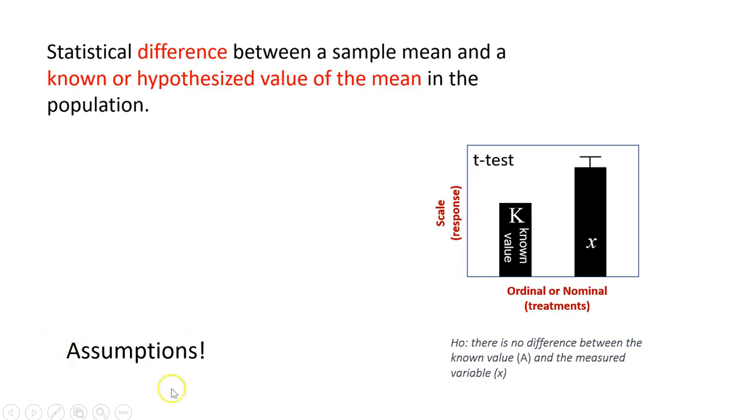So for this, you need to follow the assumptions that I talked about generally in the t-test video. You must always check that the assumptions are met for your statistical tests. So when might you use this? What kind of scenario might you use this test in?